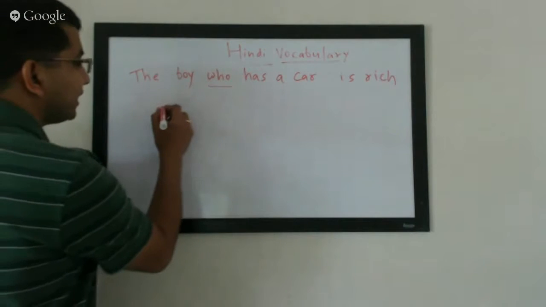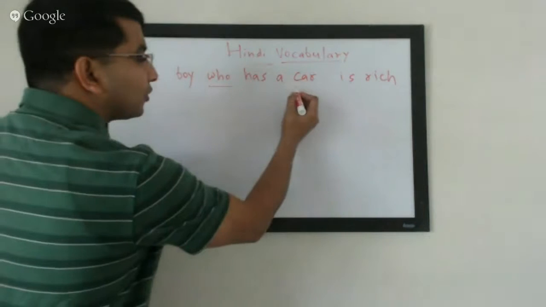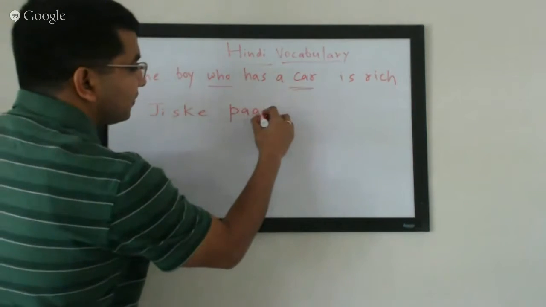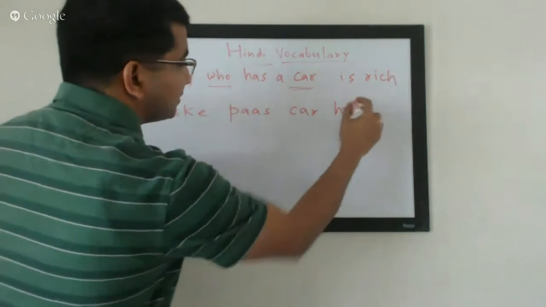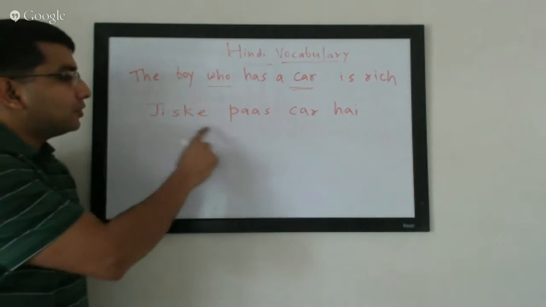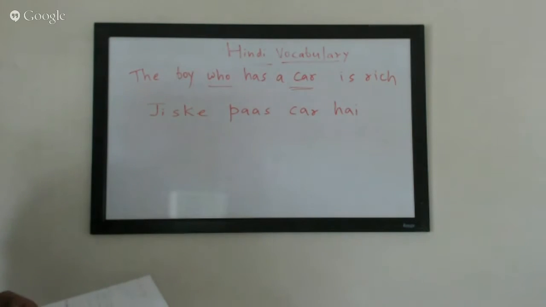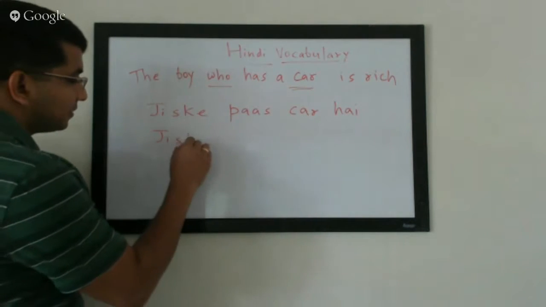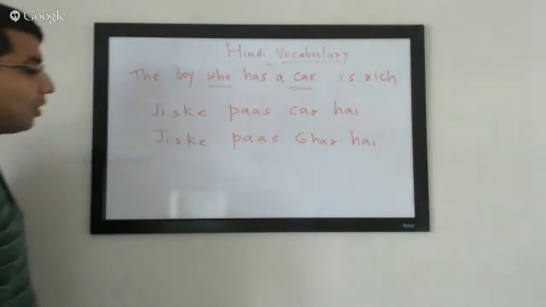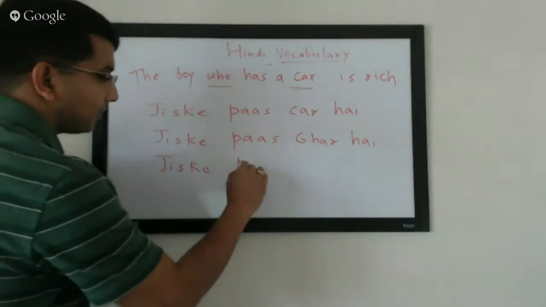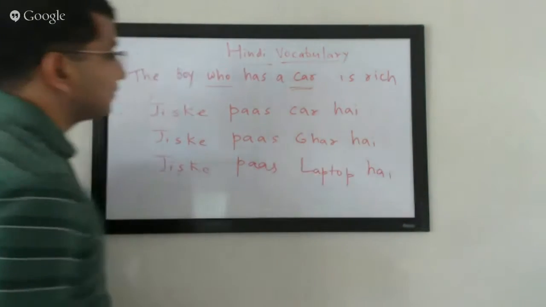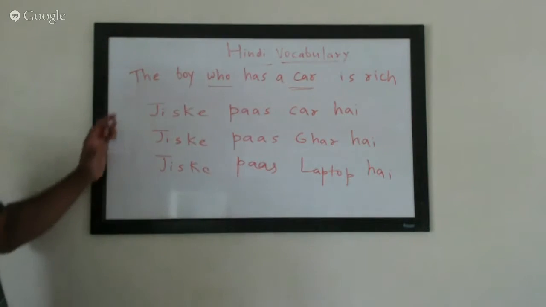The way you will say it is you will not use jo, because this time you're talking about possessing something. So you'll say जिसके पास कार है. लड़का जिसके पास कार है वह रिच है, वह अमीर है. So जिसके पास कार है, और जिसके पास घर है, और जिसके पास, just one more example, लैपटॉप है. That's how you'll be using it.